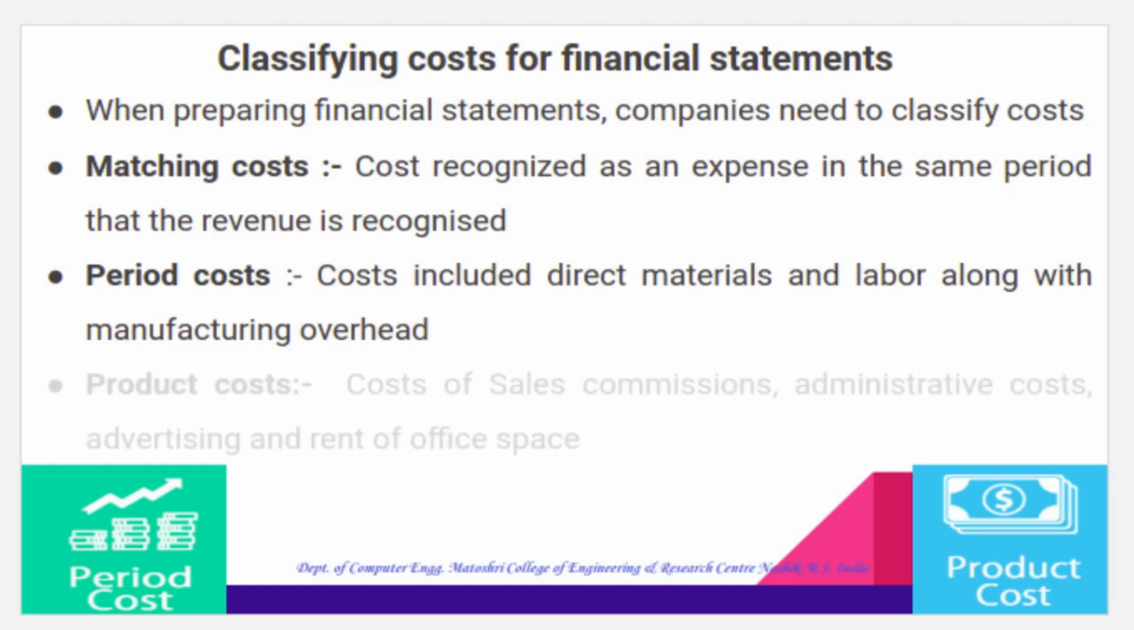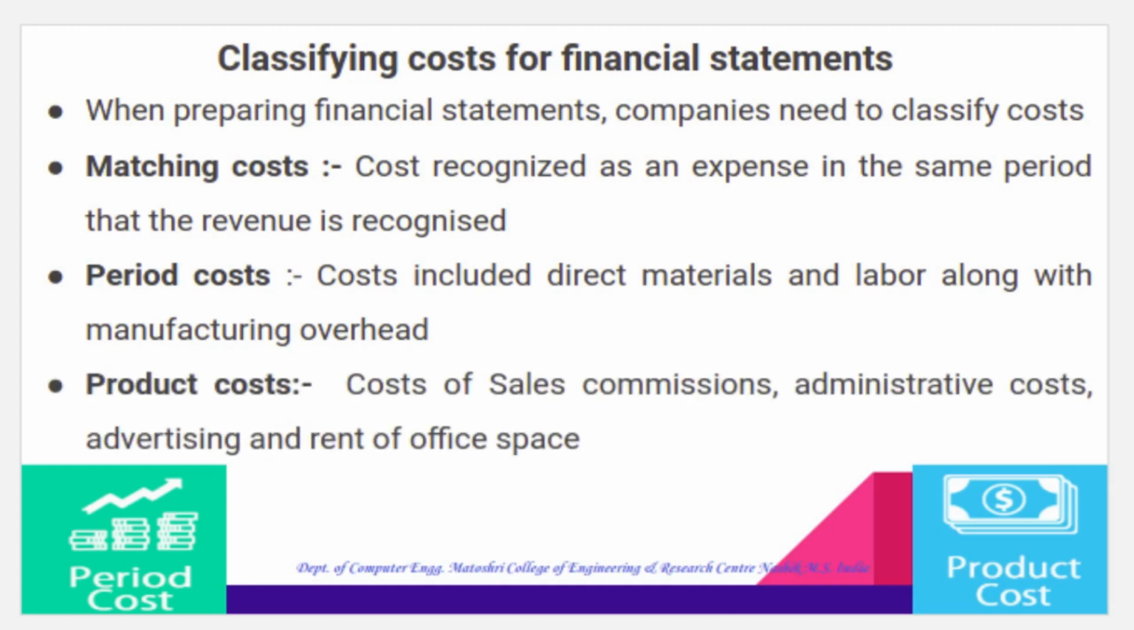After period cost, there is product cost. Product cost includes any cost of acquiring or producing a product. If manufacturing a product, this cost would include direct material and labor along with manufacturing overhead. Most of the components of the manufactured item will be raw material that, when received, is recorded as inventory on the balance sheet. So these are the ways the financial statements need to classify the cost.